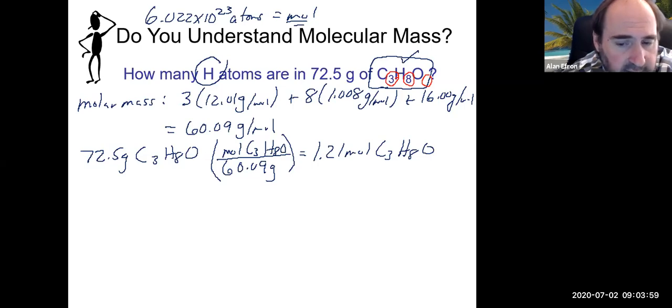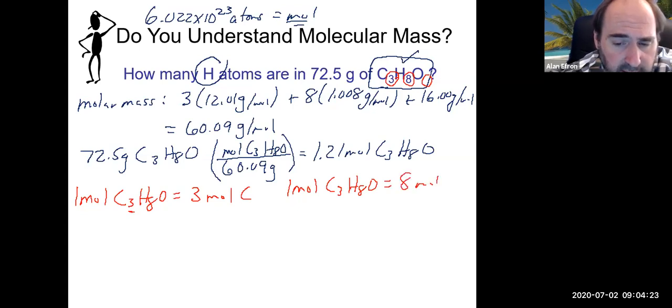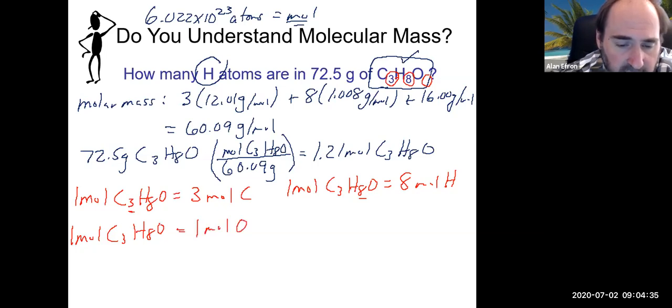So we could actually use the formula as a conversion factor. We could say that in one mole of the entire thing, there are three moles of carbon. And again, the three comes from the little subscript that is there. We could also say in one mole of the entire thing, there are 8 moles of hydrogen. Again, the number there. And we could also say that in one mole of the entire thing, there is 1 mole of oxygen. Again, no number written means 1.